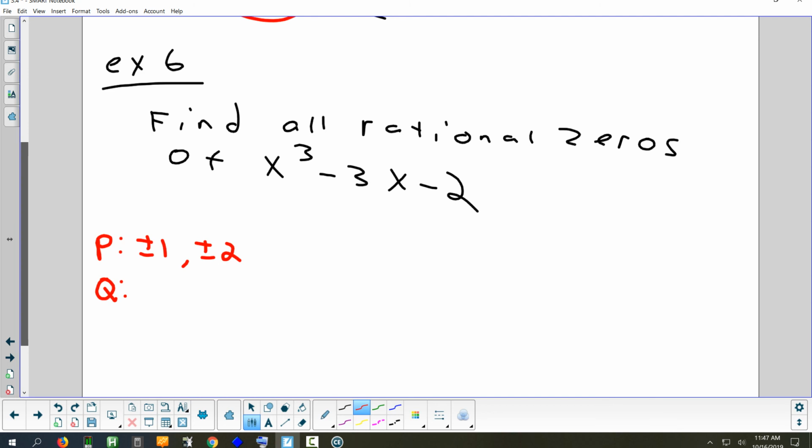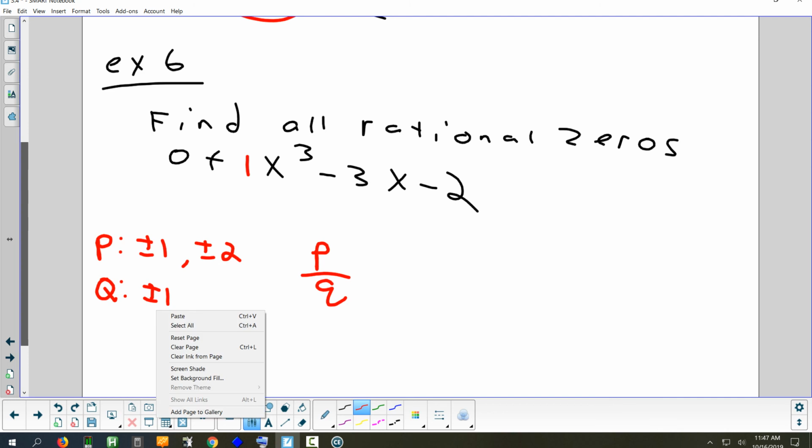Remember, Q is the factors of your leading term, the coefficient in front. What coefficient's in front here? It's not written, yeah? 1. What are the factors of 1? Plus or minus 1. So remember, it's P over Q. Does putting something over 1 make a difference? No. So really, Q doesn't even matter this time.